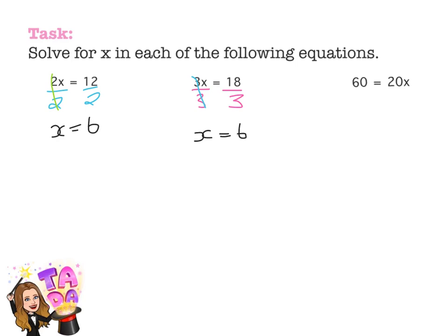Now let's look at the last one. It's a little bit different. Our letters aren't on the left this time and our numbers aren't on the right. So what we could do is swap them back over, or we could just simply solve them the way they are. We're still dividing by 20 because you always divide by the number in front of the x or the variable. So 60 divided by 20 is 3, and then we have that equal to x. So in each case we have, x is equal to 6 here, x is also equal to 6 here, and x is equal to 3. So remember, you always divide by the number in front of your variable.